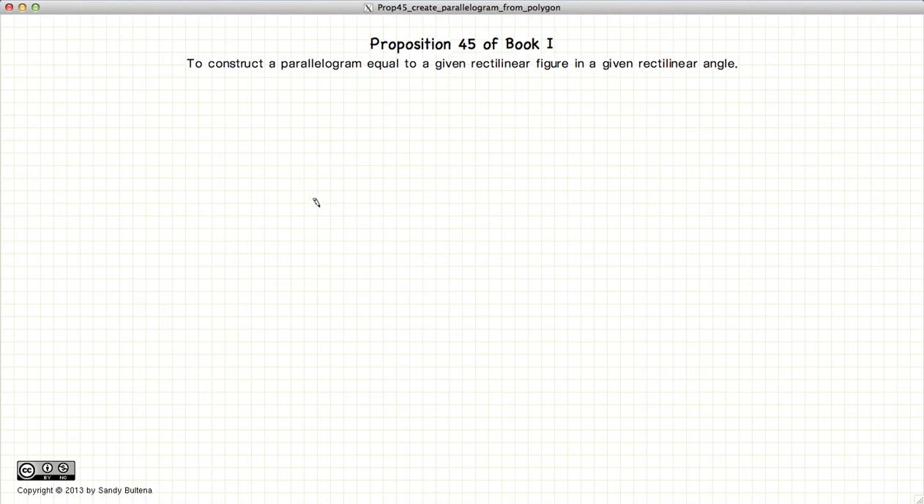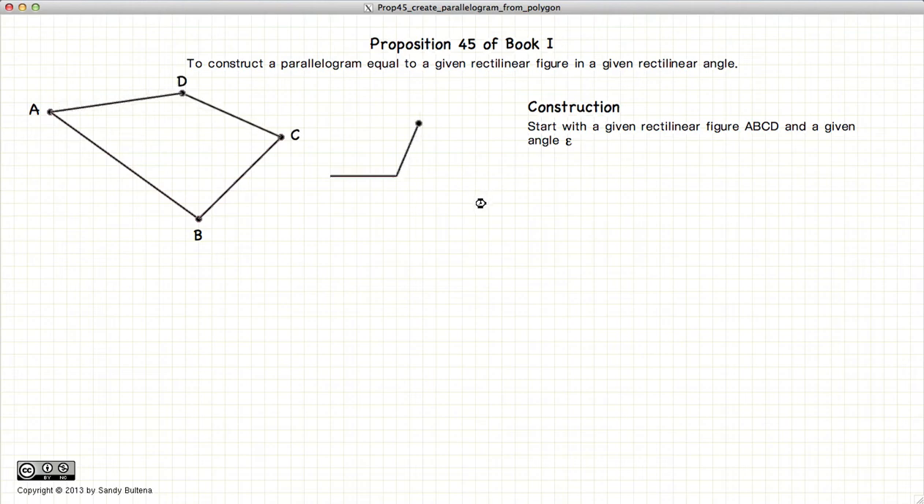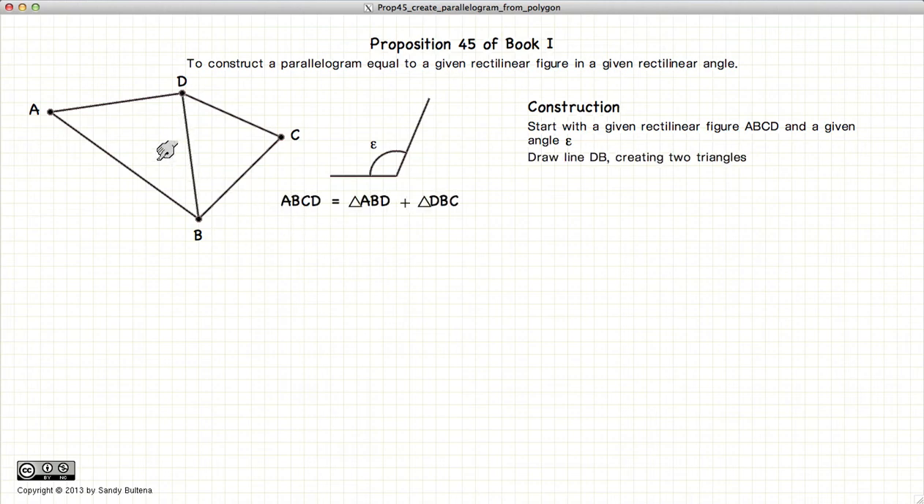All right, so let's begin. First, let's start with an arbitrary four-sided figure and our angle epsilon. Now, the first thing we're going to do is to draw a diagonal. And as you can see, we are now left with two triangles. So our next step is to draw a parallelogram that's equal in area to ADB, or this triangle right here.